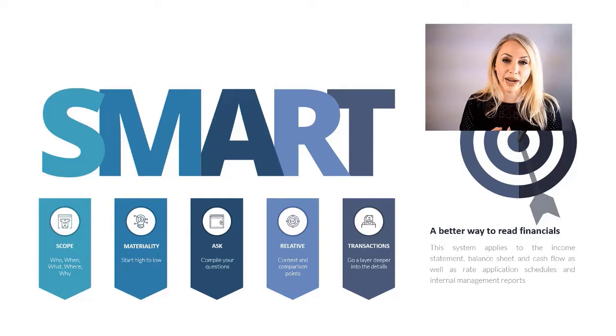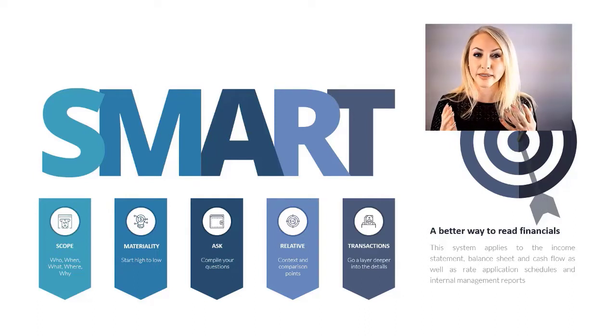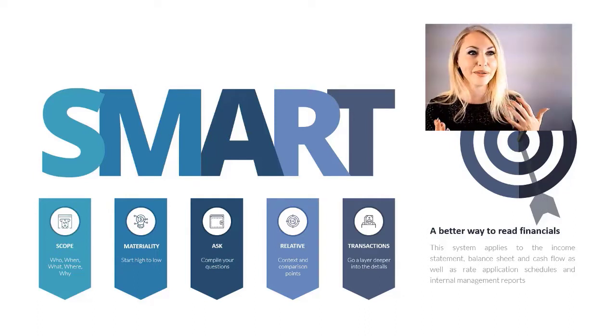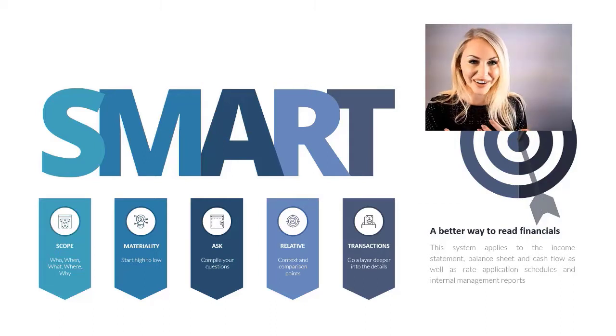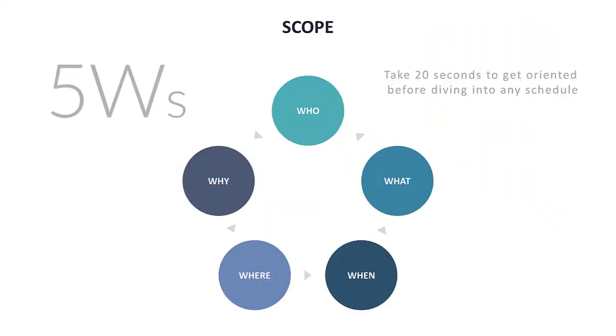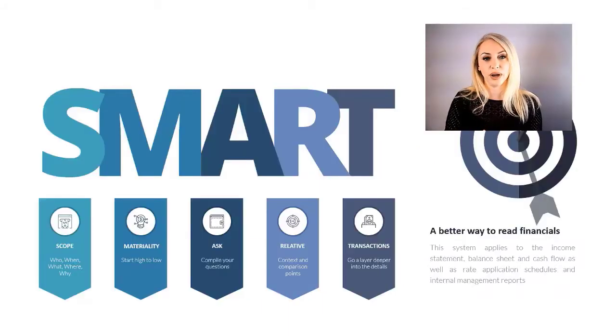Okay, so right now I'm going to walk you through what every letter in SMART stands for. And no, it's not the same as SMART goals. I'm sure you've all heard of that. So step one is scope, and you can think of this as the journalist step. This is when you're trying to figure out the who, when, where, what, and why of the specific statement that you're looking at. This is really important to get yourself oriented.